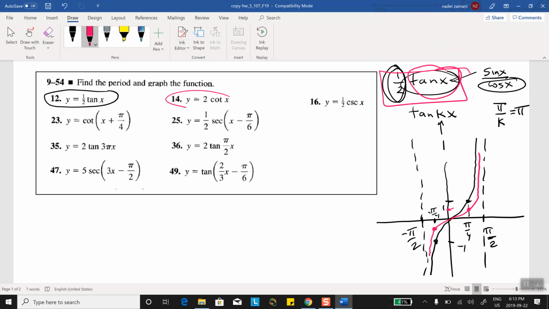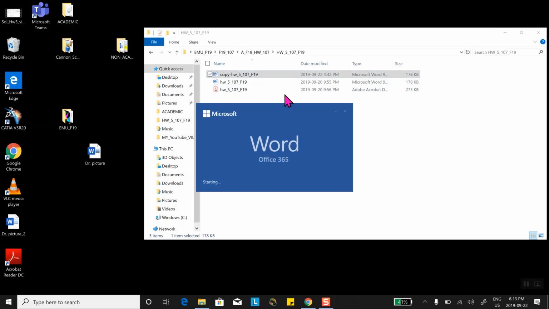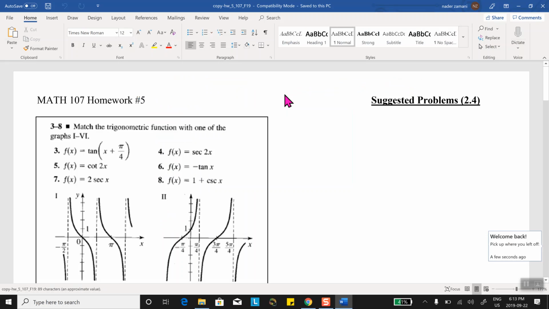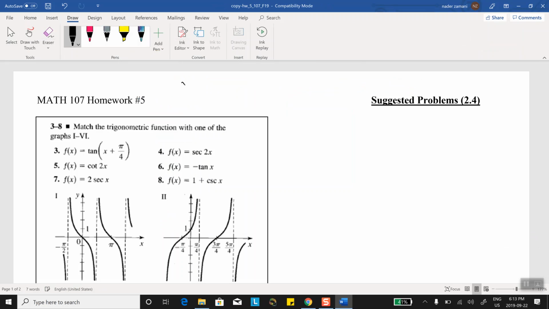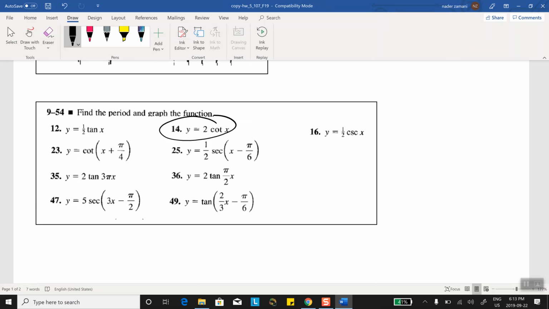All right. Now let's go and do this. Very similar. So let's do problem number 14. Y equal to 2 cotangent of x. And again, k is 1. The period is pi over k, which is once again pi.